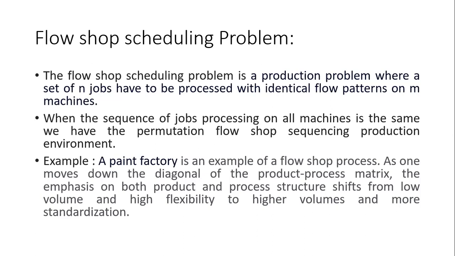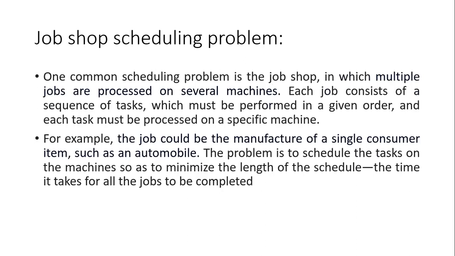So in this application, the entire process will look identical throughout, right from the start to finish of the production. Next one, job shop scheduling problem. It is one of the common scheduling problems in which multiple products or multiple jobs are processed on several different machines. Each job has a sequence of tasks that can be performed in a given order, and each task must be processed on a specific machine, not on a common resource.